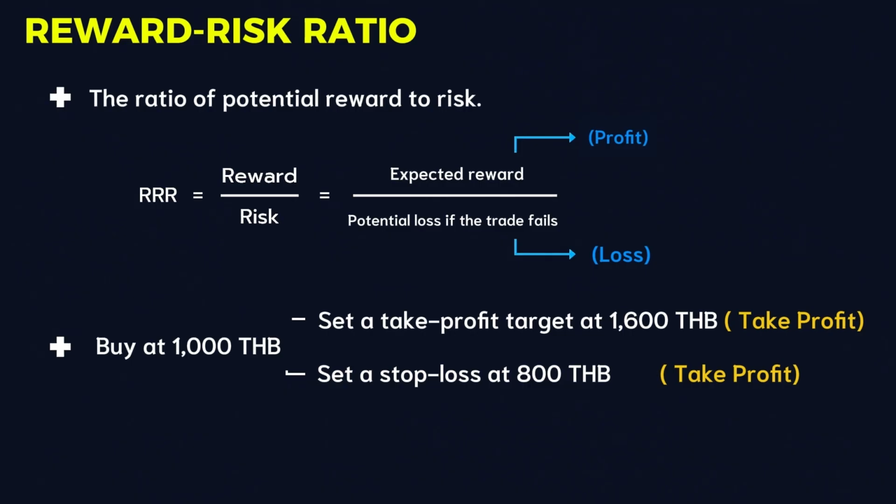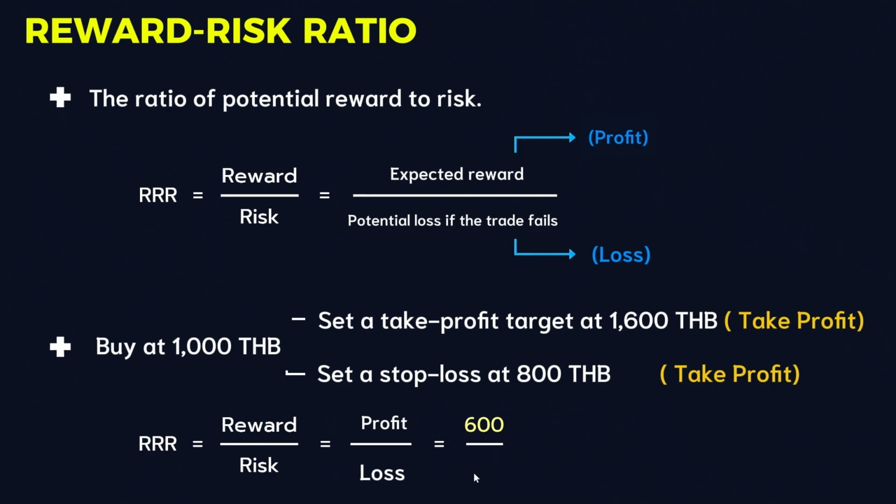We simply use the formula, reward divided by risk. Our expected profit is 600 because we bought at 1,000 and plan to sell at 1,600. Our risk is 200 because if the price falls to 800, we'll lose 200. Therefore, the reward risk ratio is 3-to-1. That's the simplest way to calculate reward risk ratio. Now let's look at a real example on a price chart.